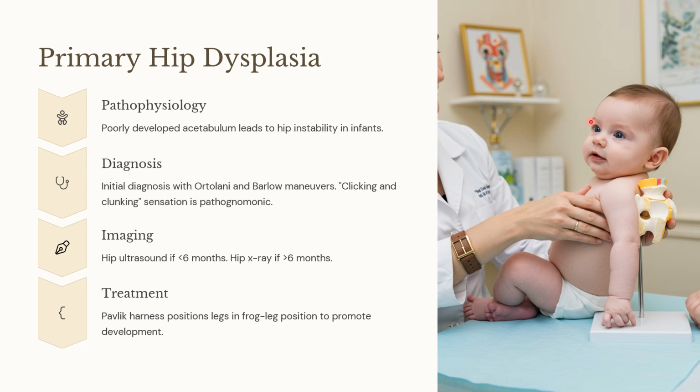What imaging should be done? If the child is less than 6 months, then hip ultrasound is the technique. If the child is more than 6 months, then hip X-ray can be done. So once the primary hip dysplasia, that is developmental dysplasia of the hip, is confirmed, the treatment is Pavlik harness position, where the legs are kept in a frog leg position and the harness is applied to promote the development of the acetabulum.